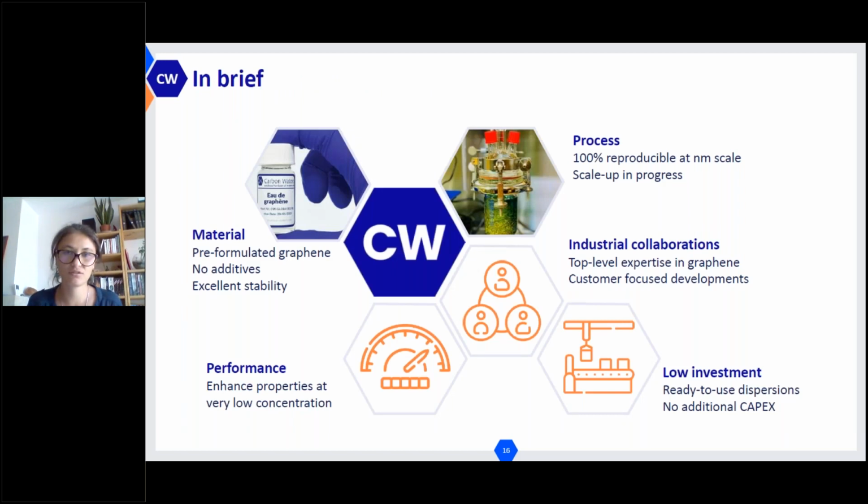So Carbon Waters designs and produces pre-formulated graphene for the different applications we are working on. We do not use additives that can be bad for the stability or for the formulation where we put the graphene in. The stability is very good. The process we use is reproducible at nanoscale, and we are working on the scale up. We work a lot in collaboration with industrials to be focused on their development and to provide them the best answer for their constraints and their needs.